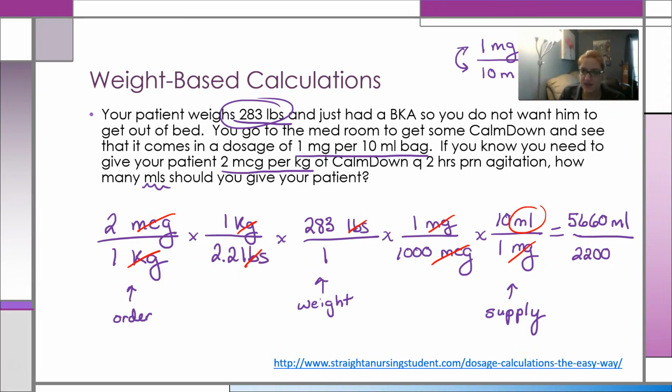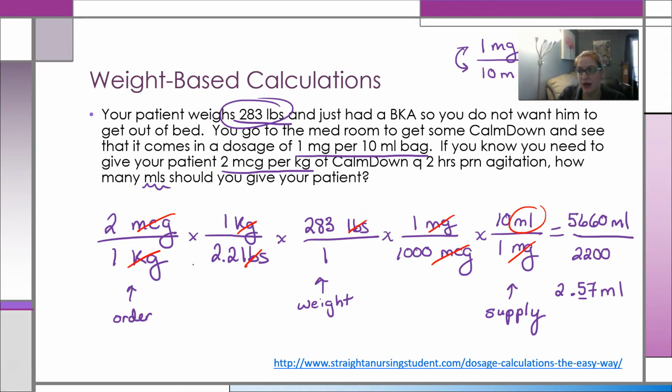So then divide 5,660 by 2,200, which is going to be 2.57 milliliters. Now make sure you talk to your instructor about how far she wants you to round. I believe it's to the tenth place, which is the first number after the decimal. So if you do the calculation, you'll see that you get 2.572727 and so on.